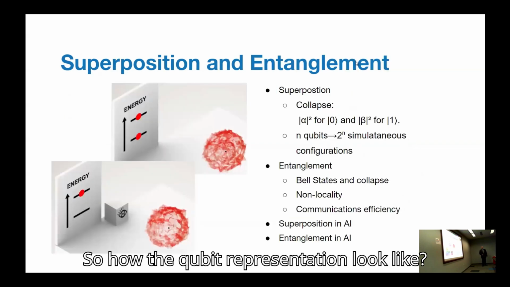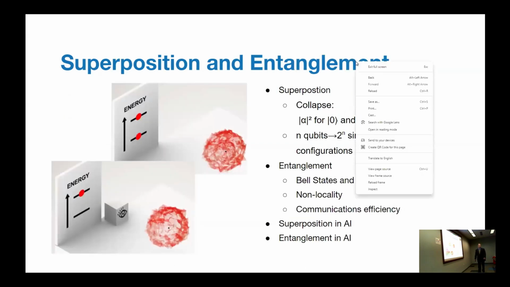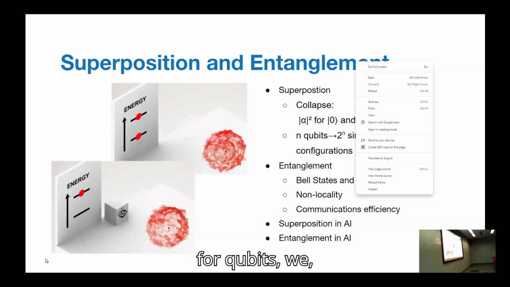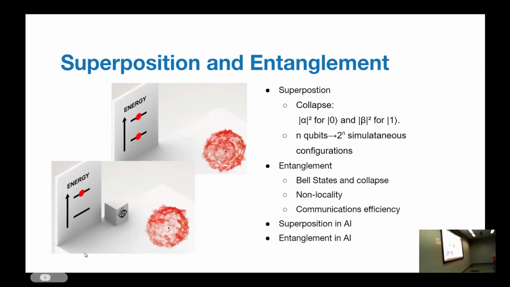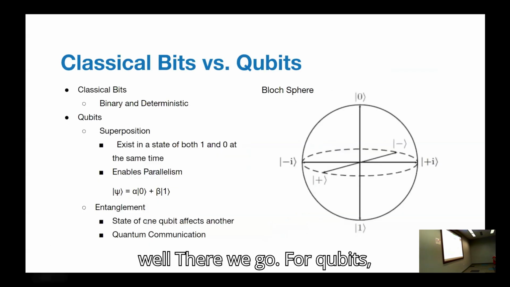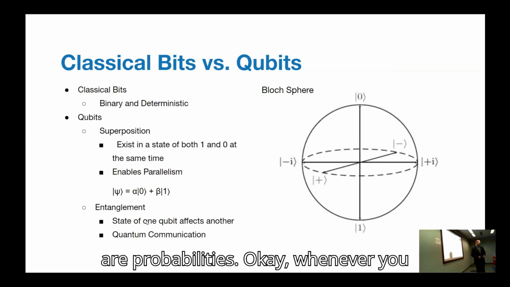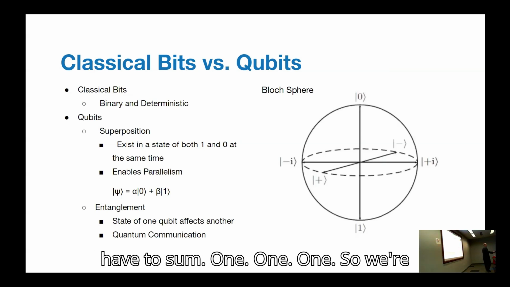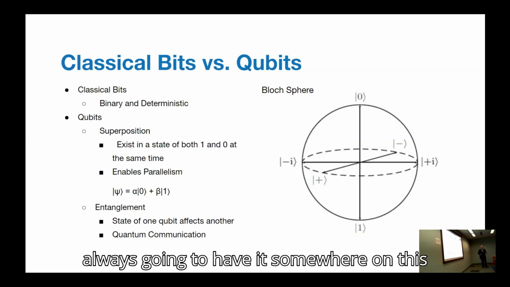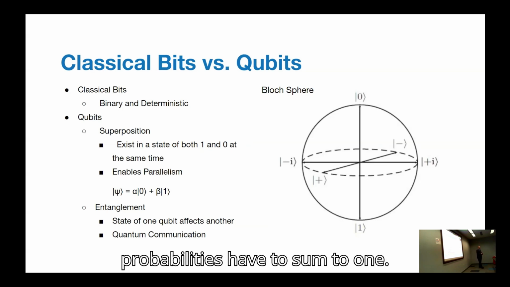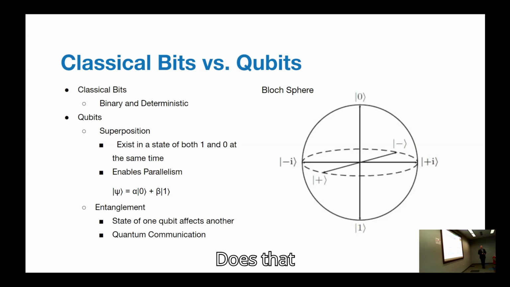So how does the qubit representation look? Is there any specific unit or length of the unit? Yeah, that's a good question. For qubits, I talked about how alpha and beta are probabilities. Whenever you have a series of probabilities, what do they have to sum to? One. So we're always going to have the qubit somewhere on this unit sphere, because those probabilities have to sum to 1. Does that answer your question? All right, great.